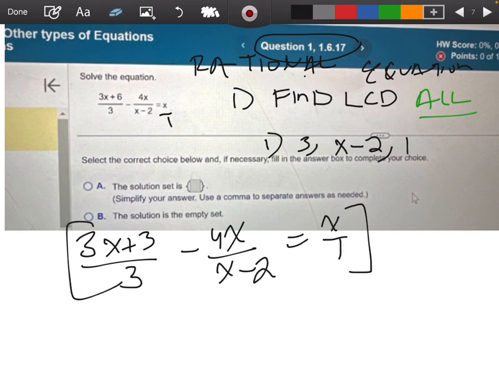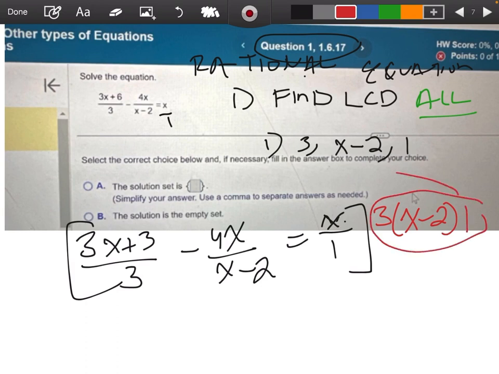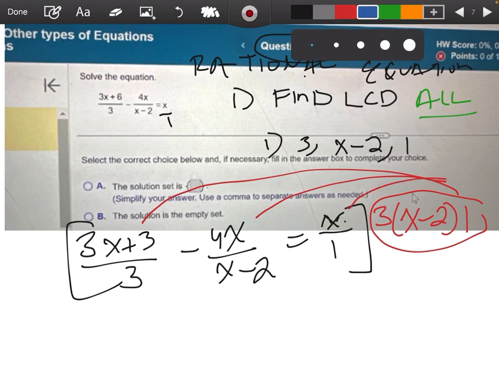It's supposed to be a 1, not a t. Let's fix that. Here we go. Boom. X over 1. And we're going to multiply everything here, y'all, by 3, x minus 2, and 1. And what I'm going to do is I'm going to go 1, 2, 3. Very, very slowly, okay? So look, let's go really slowly.